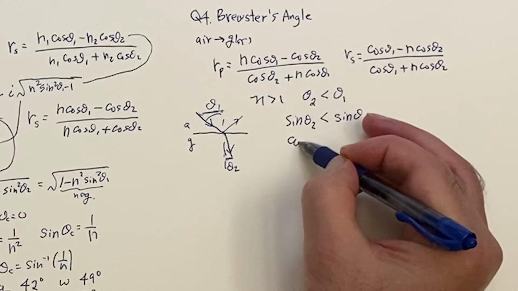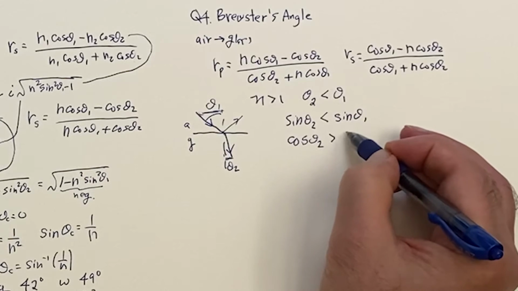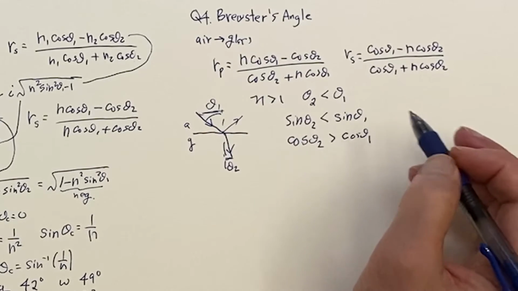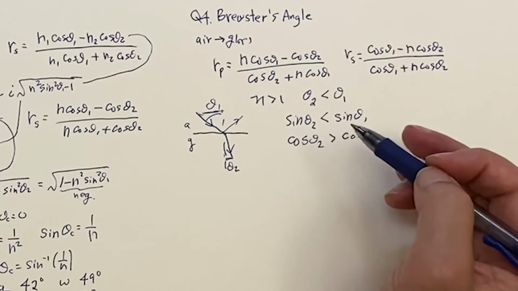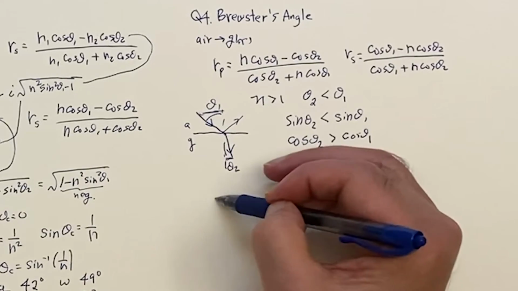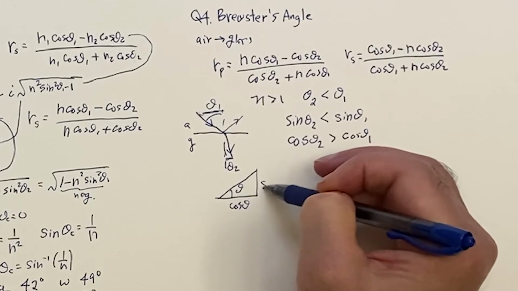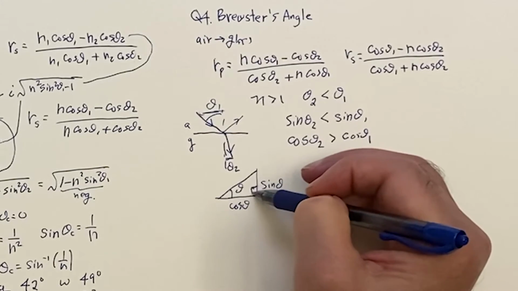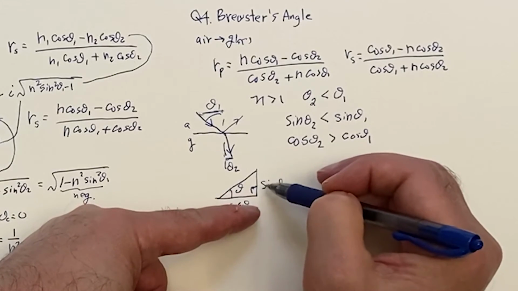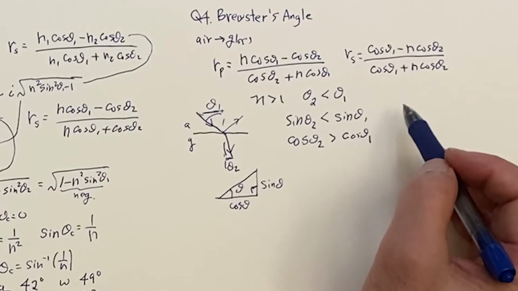But that means the cosine is going to do the opposite. The cosine of theta 2 will be greater than the cosine of theta 1, because cosines and sines are complementary. When sine gets bigger, cosine gets smaller. It's kind of cool to see that relationship. So this is your cosine, and this is your sine. If this angle starts to get smaller and smaller, then the cosine grows, the sine decreases, and vice versa. But now something very interesting happens.